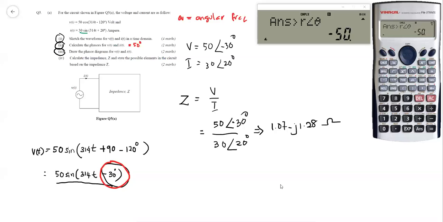Sir, what if we write the answer in polar form? Will you deduct the marks? No, no problem. It's okay.